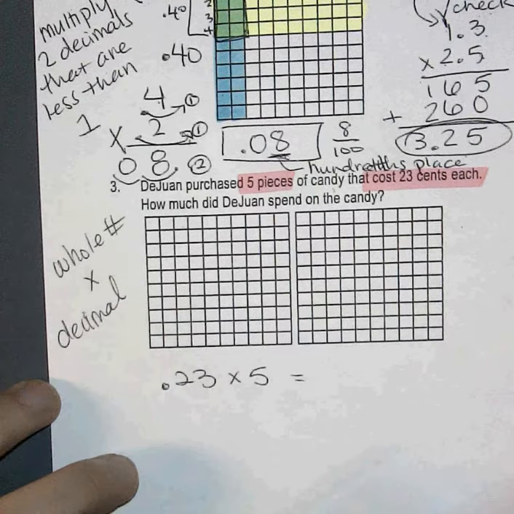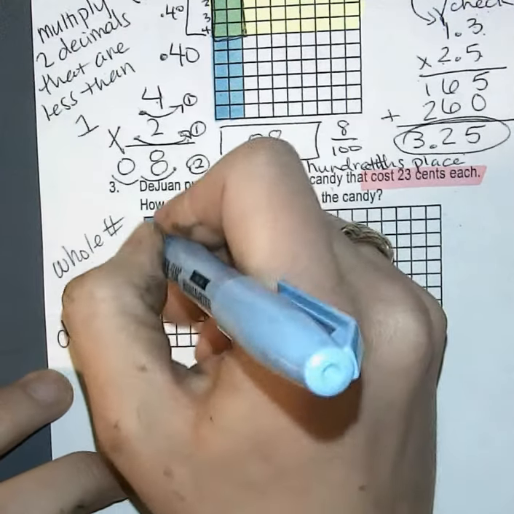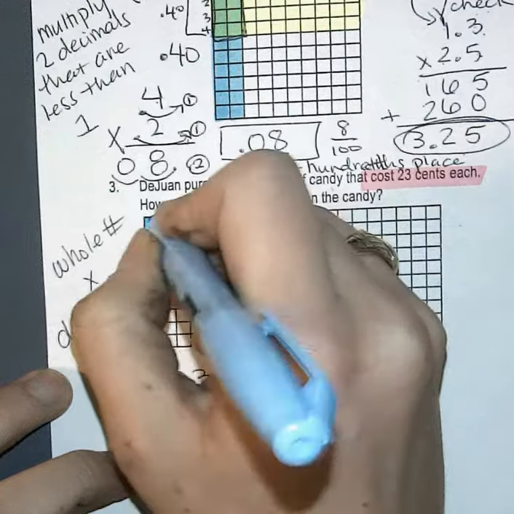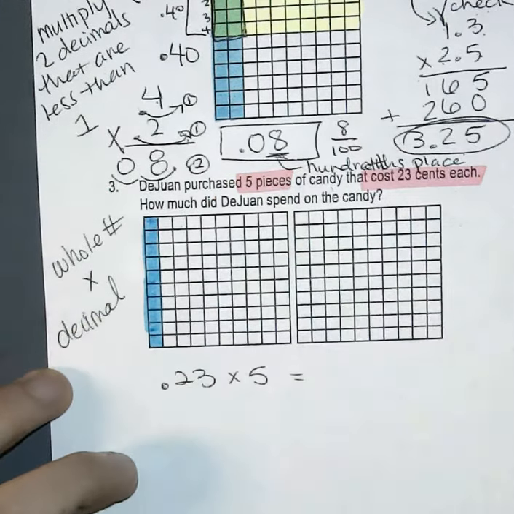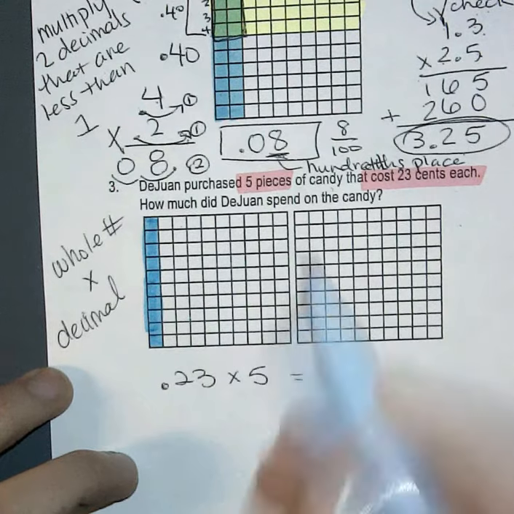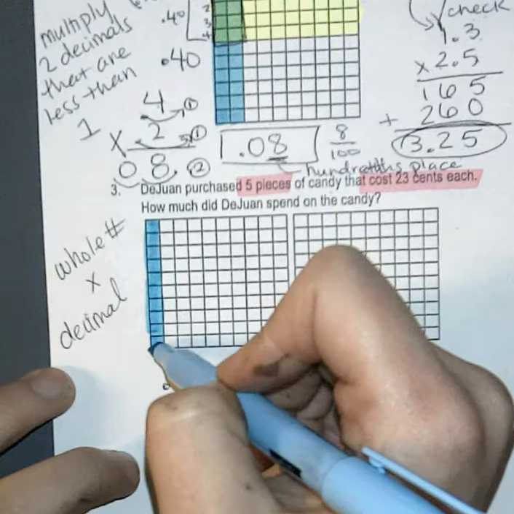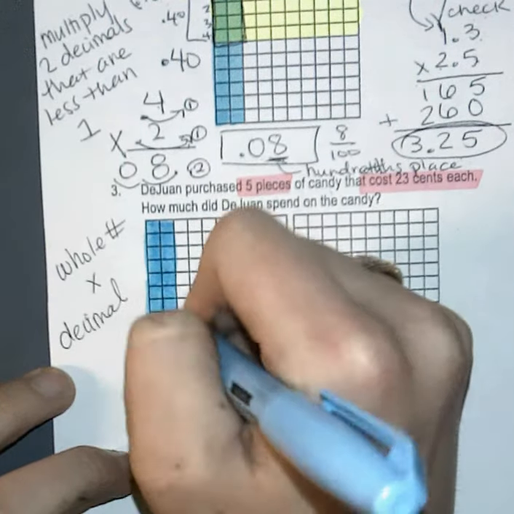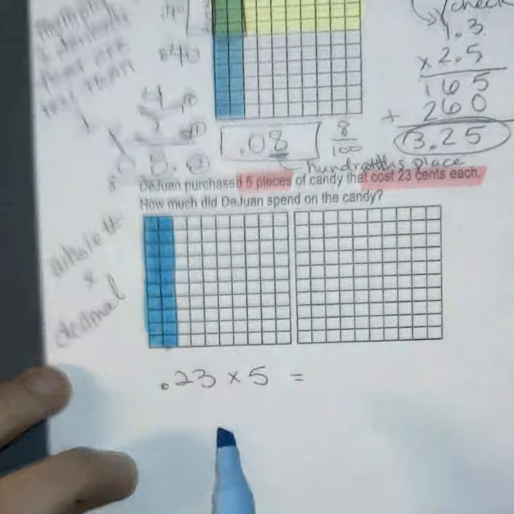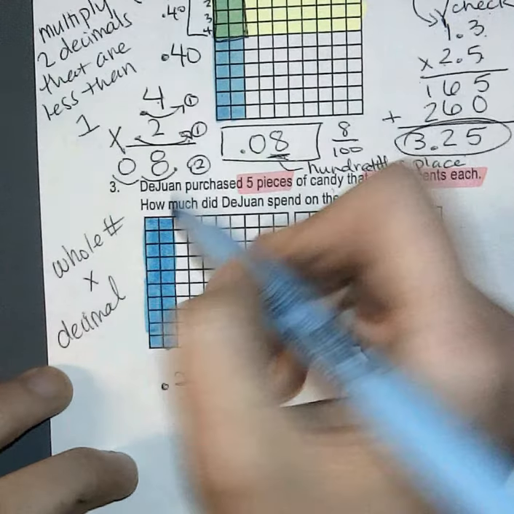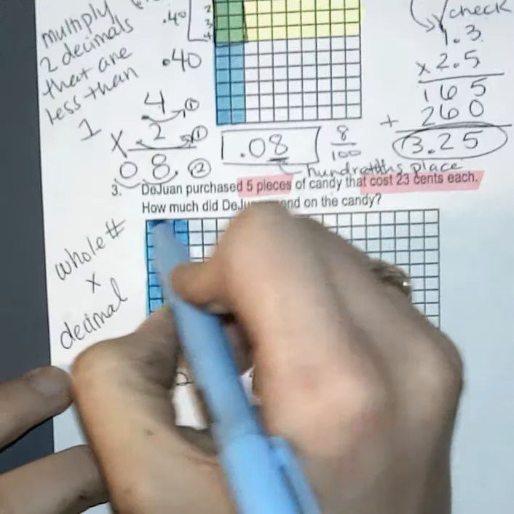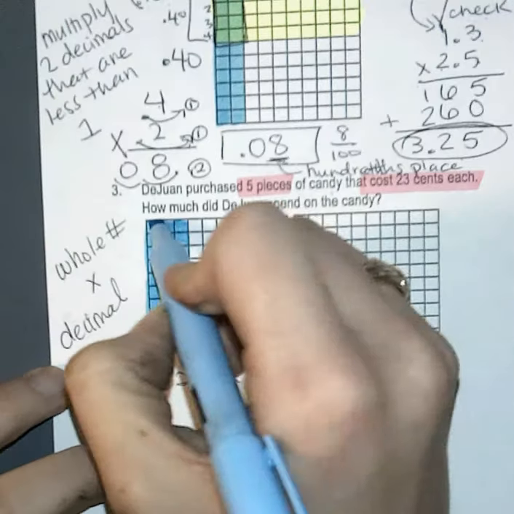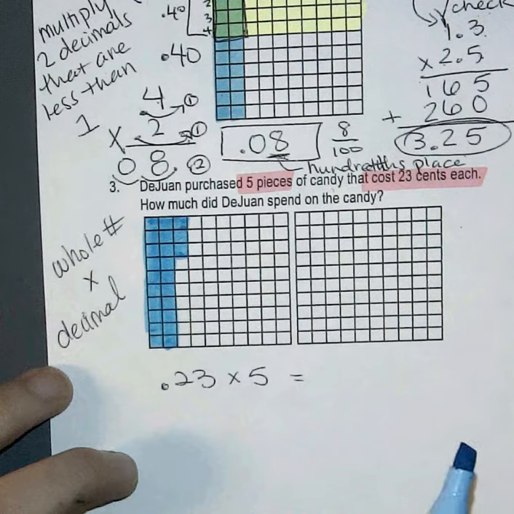So the way we're going to do that is we're going to color in 23 cents for this first piece of candy. So far I've done 10 cents because each row is a block of 10. Then 20 cents. Now we need to do the rest of it, which is 3. So 1, 2, 3. Now I've colored in 23 blocks, and that is equal to 1 piece of candy.